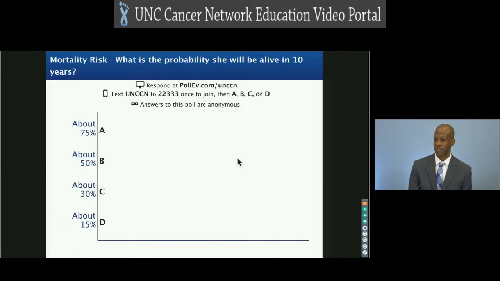Oh, here's the question. So now, if you consider her risk with the cancer, what is the probability that she will be alive? And I think this is where the confusion started, that a lot of people were considering the breast cancer. So now let's consider the breast cancer, this very high risk, aggressive breast cancer. What are the chances that with no treatment, or with various treatments, this woman would be alive in 10 years?